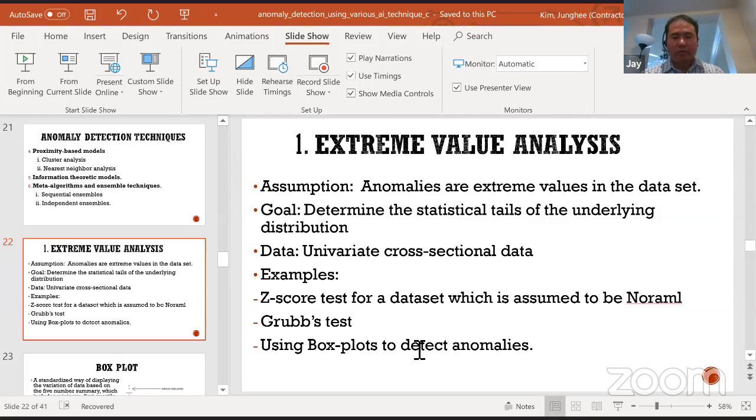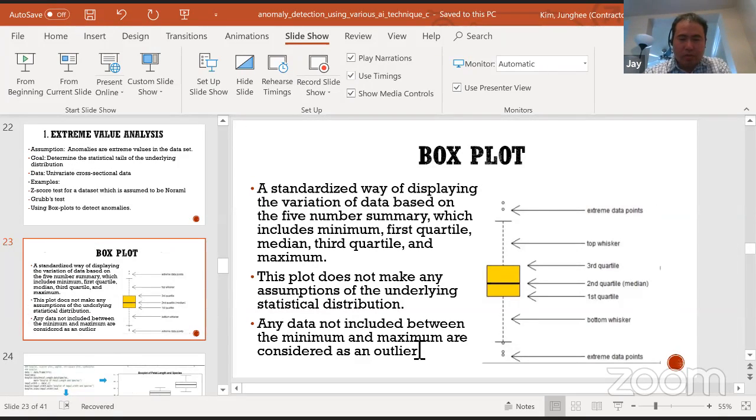So yeah, let's start with the extreme value analysis. The anomaly can be extreme values, very different from all the main signals. To detect that, we can use some graphs or tests, like the Z-score or graph testing, or a box plot. So one example is the box plot.